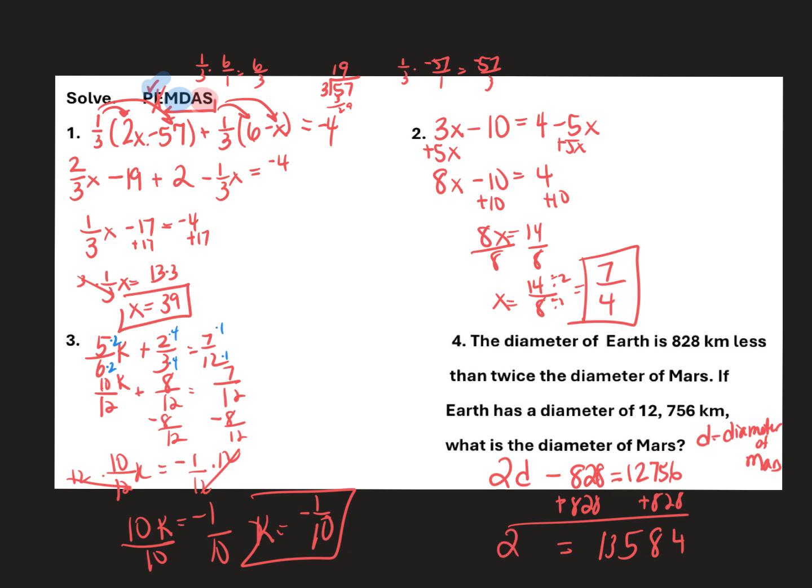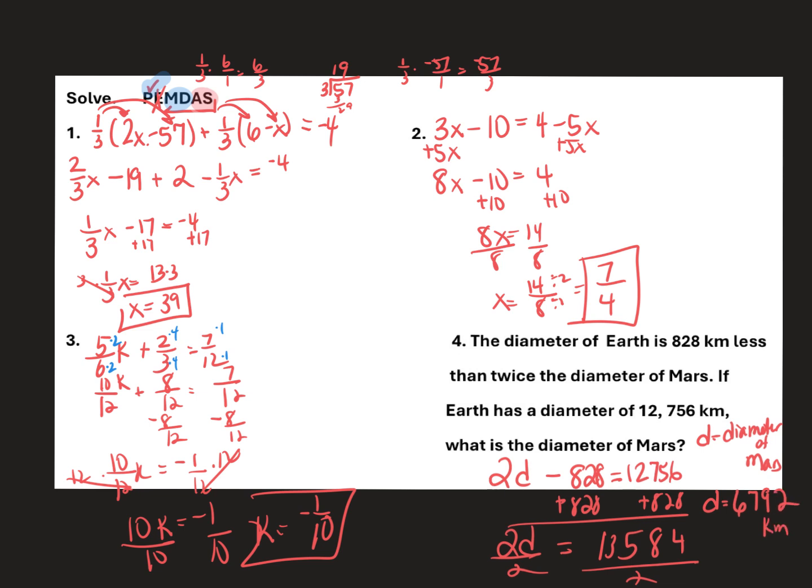13584 equals 2D. I'll divide by 2. So D will equal, 2 goes into 13 6 times. 6 times 2 is 12. 13 minus 12 is 1. 2 goes into 15 7 times. 7 times 2 is 14. 15 minus 14 is 1. 2 goes into 18 9 times. And 2 goes into 4 2 times. So I hope that's right.